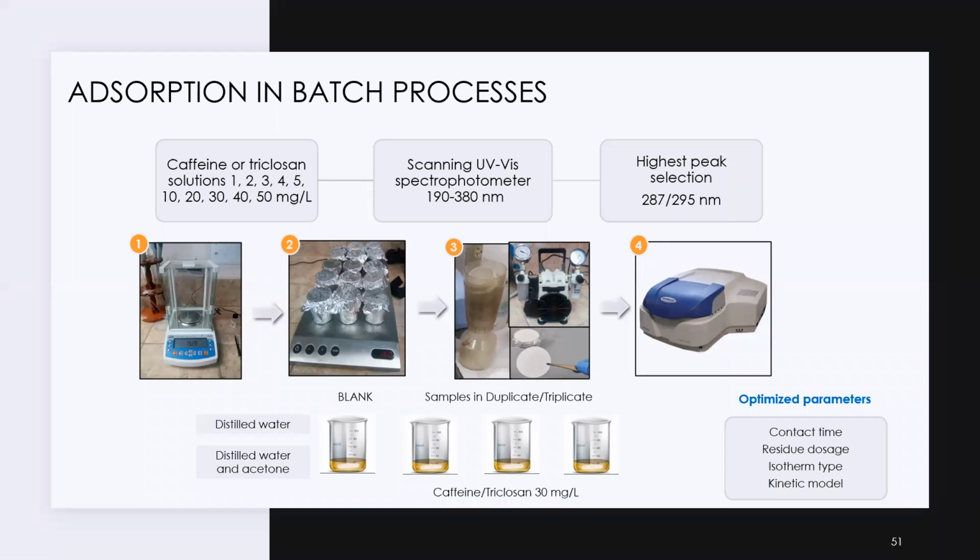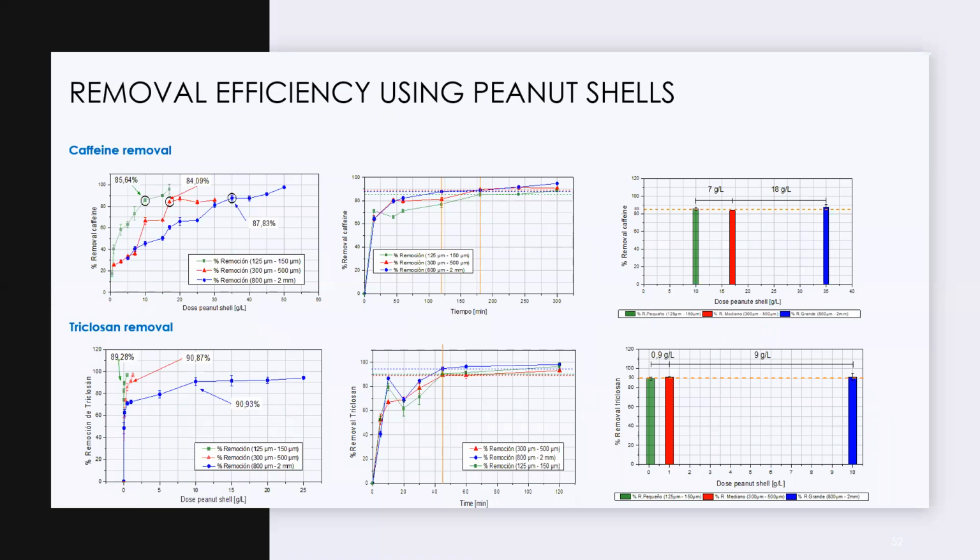So we measured that, and we got some of the results that you can see here. These curves will give you an idea of what happens whenever you have, in this case, caffeine, in this case, triclosan, and this gives you the percentage of the emerging contaminant removal. As you can see here, in all of these cases, you can remove basically 100%, 90% of these contaminants.